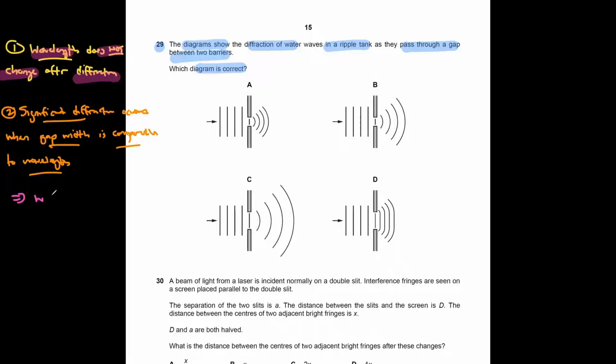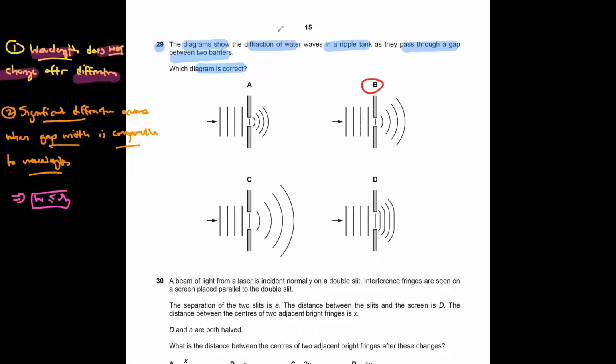Your gap width must be less than or equal to your wavelength in order for significant diffraction to occur. If your gap width is equal to your wavelength, you will have significant diffraction. If your gap width is slightly less than your wavelength, you will also have significant diffraction. So these are the two things to note when it concerns diffraction. Now, your answer here should have been B.